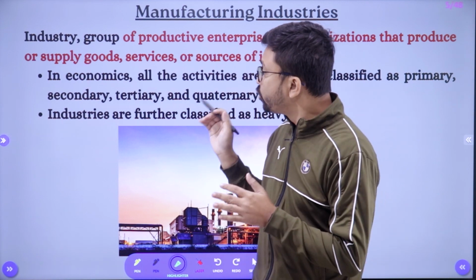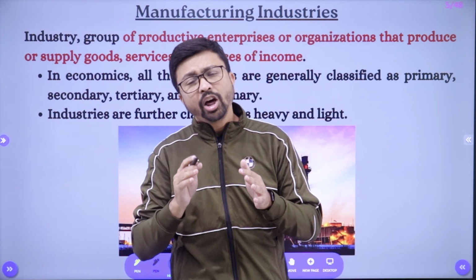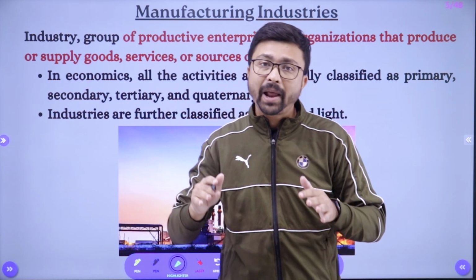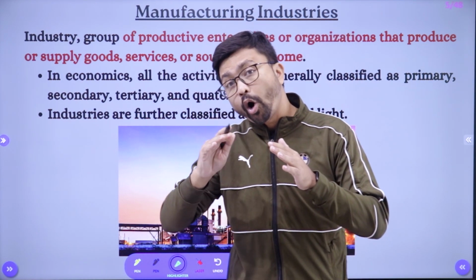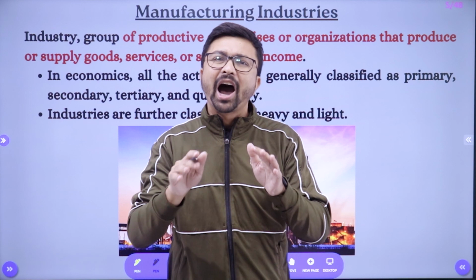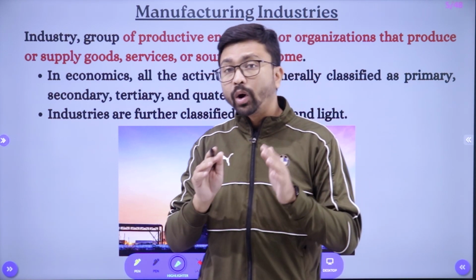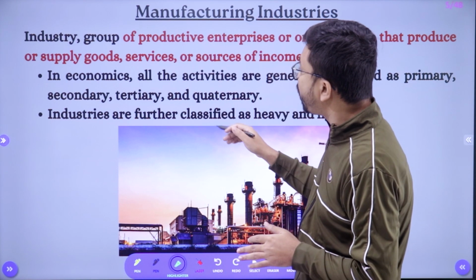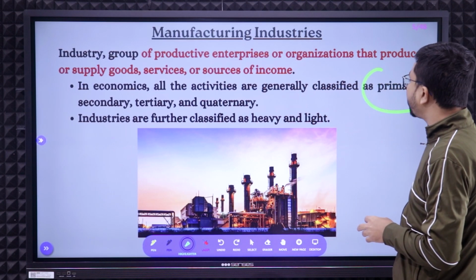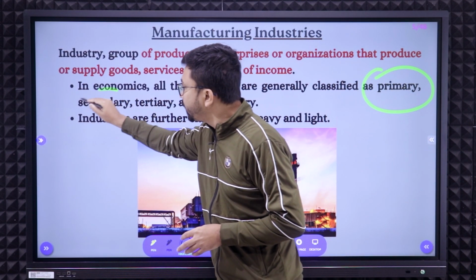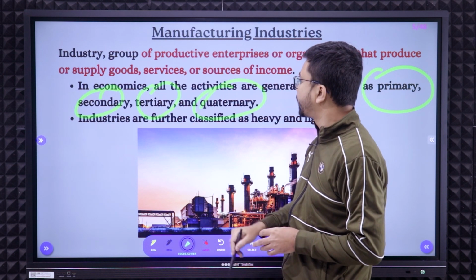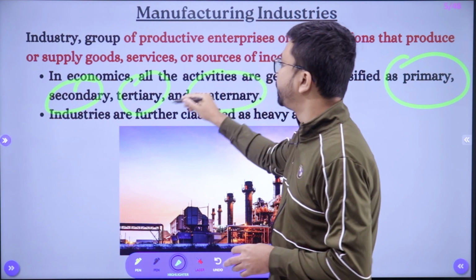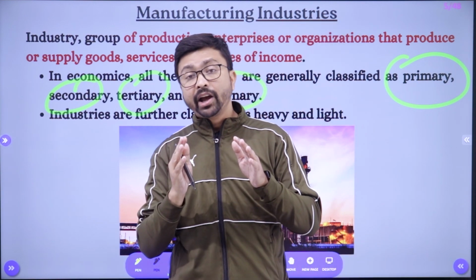So the first thing you need to know is that people, for surviving on the planet, are doing many types of activities. All those activities are grouped under different categories. So what are those activities called? Those are called the primary activity, secondary activity, tertiary activity and quaternary activity. So what are those activities?